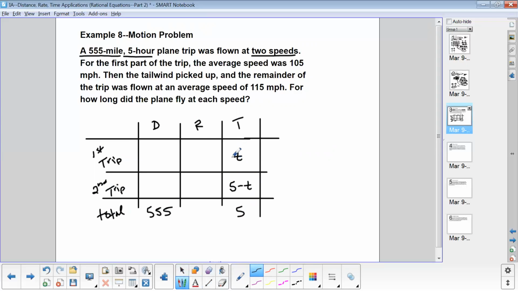So if we knew that the first part of the trip was 2, 5 minus 2 would give us 3. So we know 2 and 3 would give us 5. Well, the rate on the first part of the trip is 105 miles an hour, and the remainder part of the trip was at 115. What we know about the first part of the trip is that we covered an amount of distance. The second part of the trip would be 555 minus the distance.